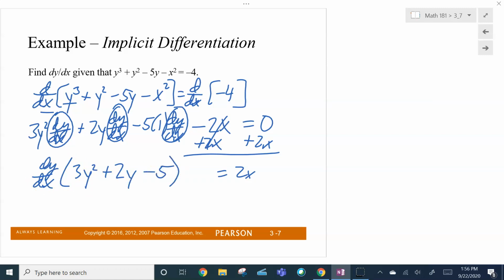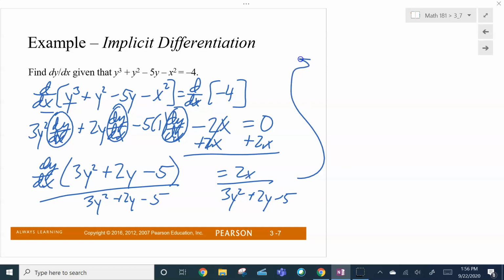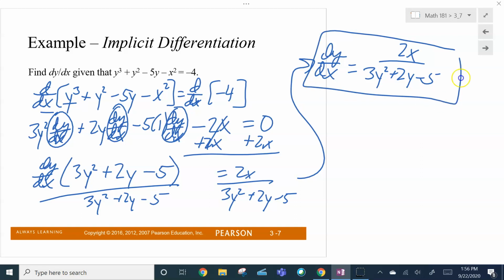That equals 2x. And then notice we're trying to solve for dy dx, right? So we're going to get rid of this 3y squared plus 2y minus 5. So dy dx equals 2x over 3y squared plus 2y minus 5. Okay.